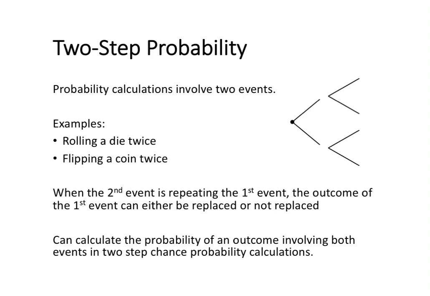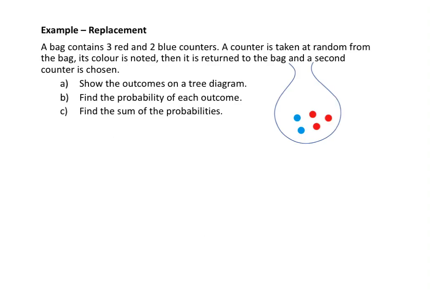Now the probability is going to be different if our first marble we draw out is replaced in the bag before we draw out our second marble. So using a tree diagram, we're going to have a look at how replacing or non-replacing after the first event will impact on our probability calculations. So the first example we're going to have a look at is where it is replaced after the first event.